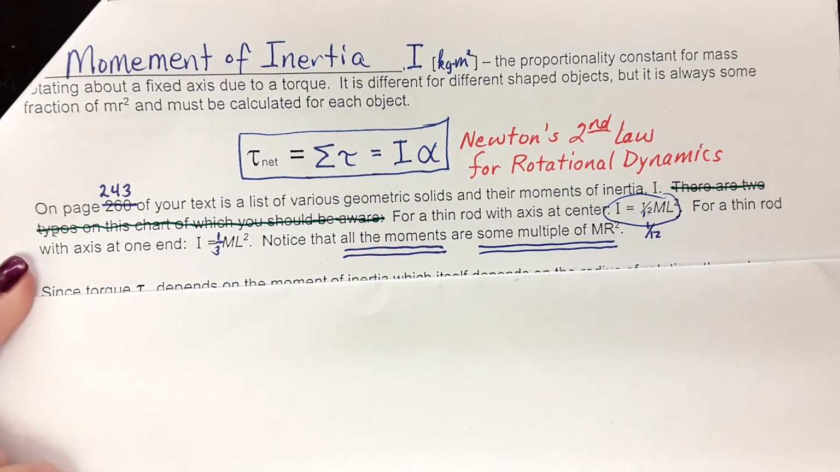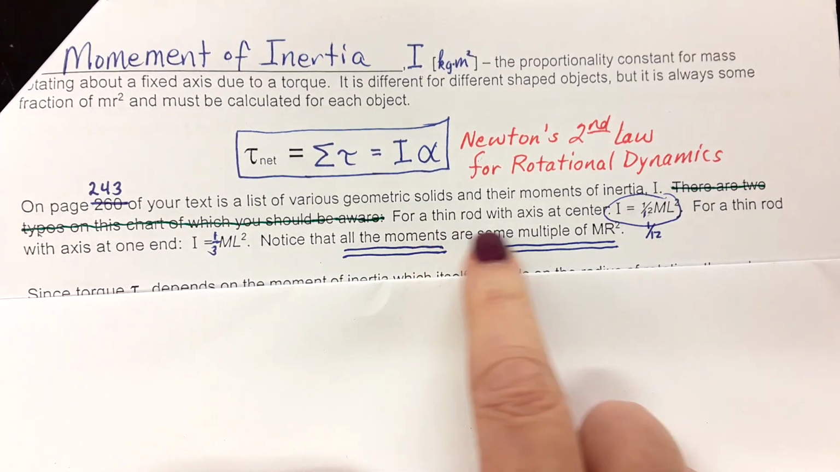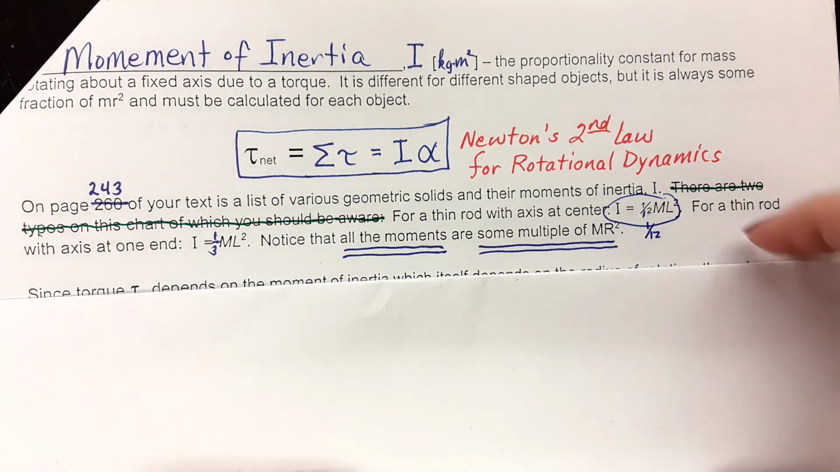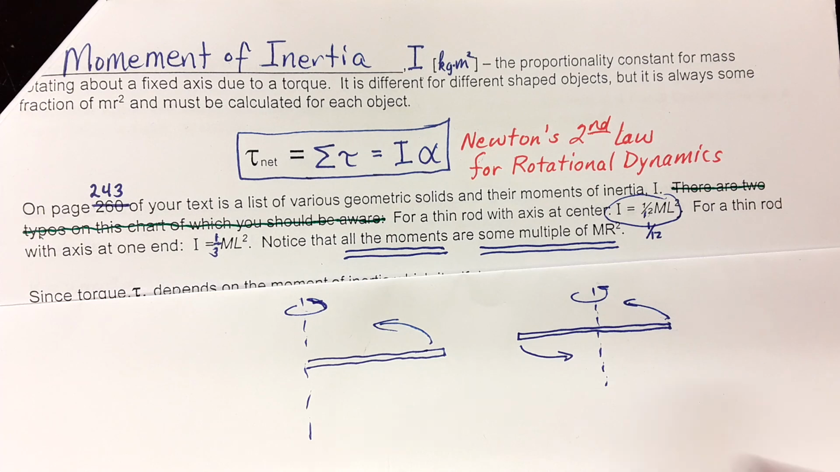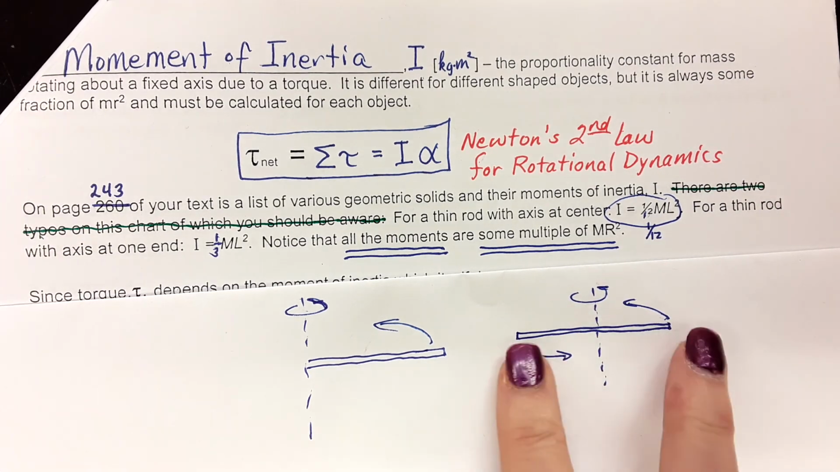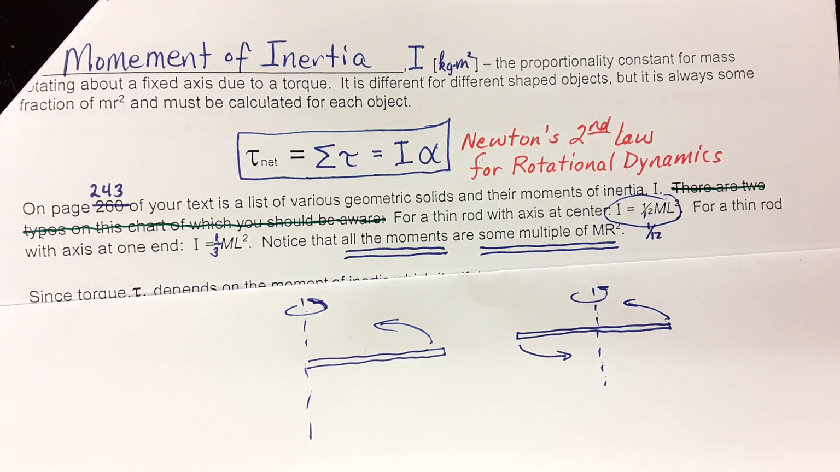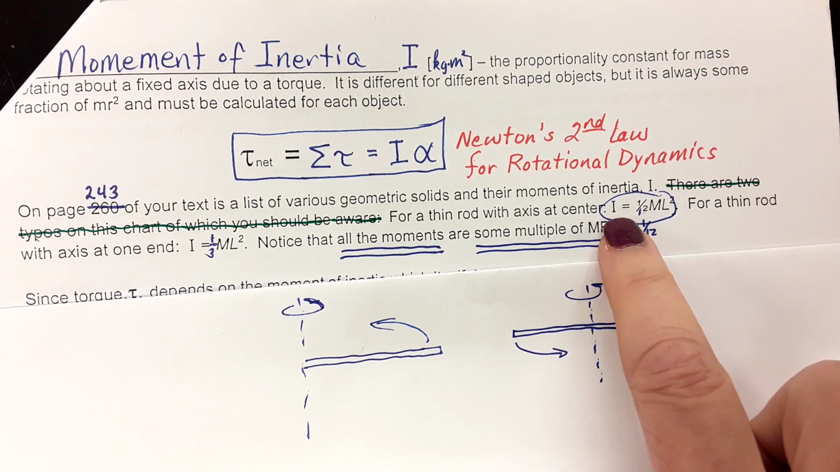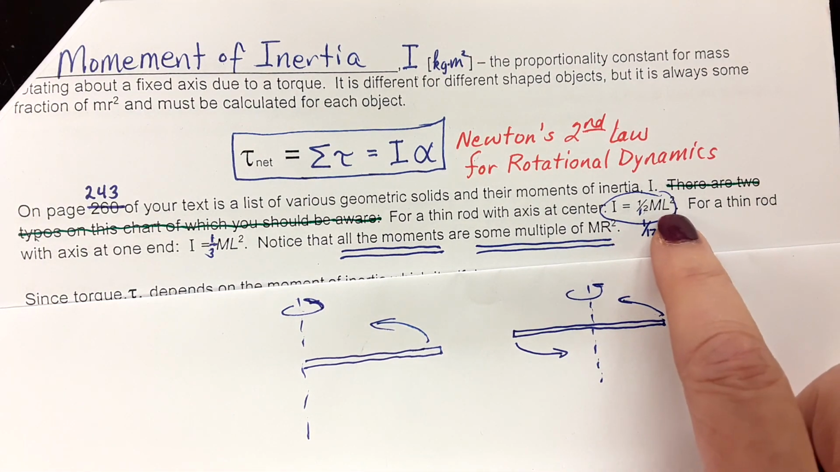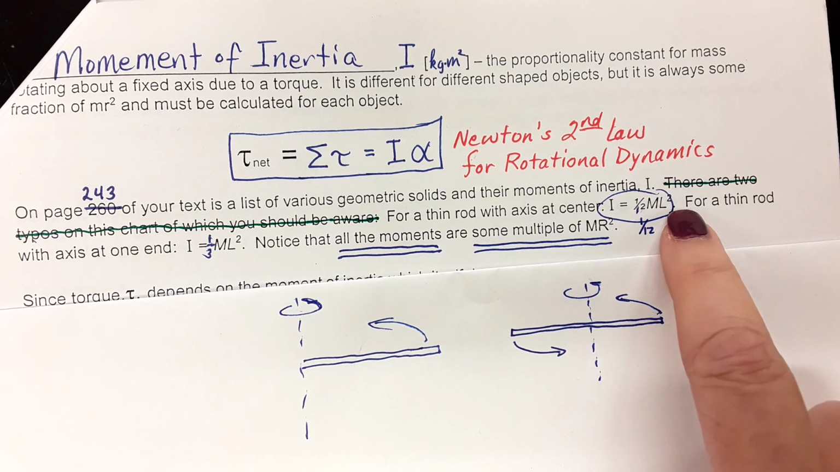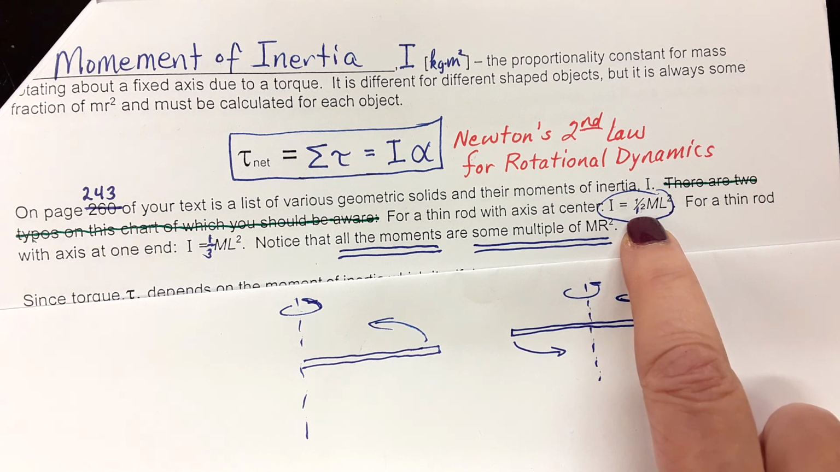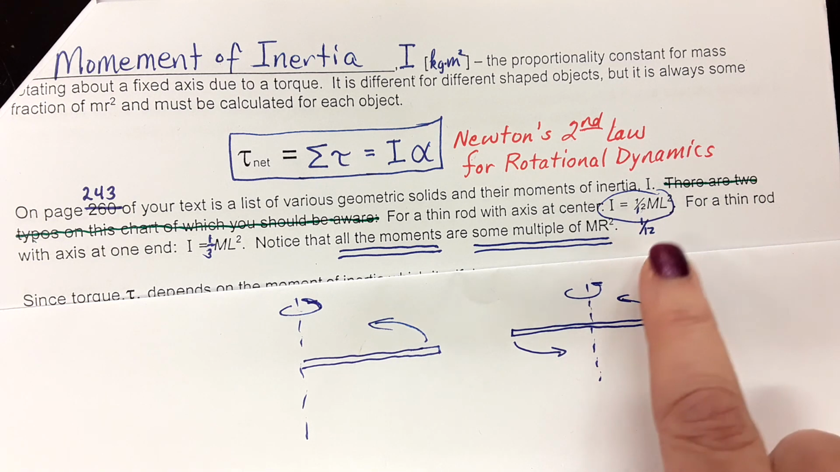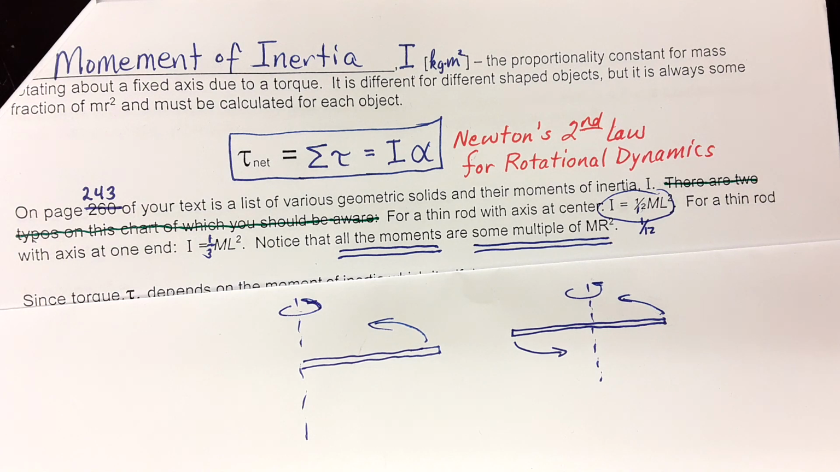All right? However, it is true that for a thin rod with an axis at the center, in other words, let me show you, if you have a thin rod with an axis at the center that's rotating around that axis, the moment of inertia is 1/12 mass of the rod times its length squared. Now, I did not have a 1/12 in my word processor, so I put a half there, and we're going to put a 1 in front of the 2 to make it 1/12, okay?